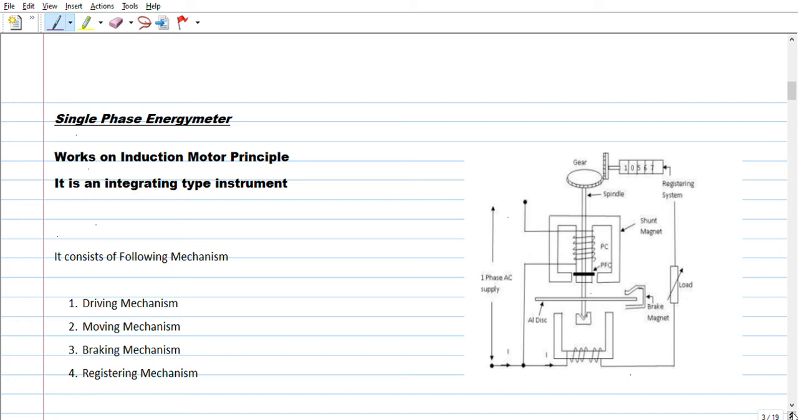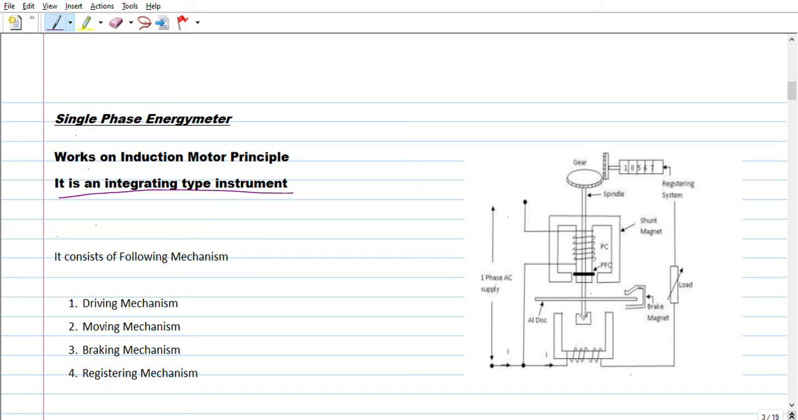Next is the single phase energy meter. The same concept of induction instruments is used. It works on the induction motor principle. Very important statement: it is an integrating type instrument. All competitive exams ask about energy meter type instruments. It consists of the following mechanisms: a driving mechanism, moving mechanism, braking mechanism and a registering mechanism. So the single phase energy meter has 4 mechanisms.